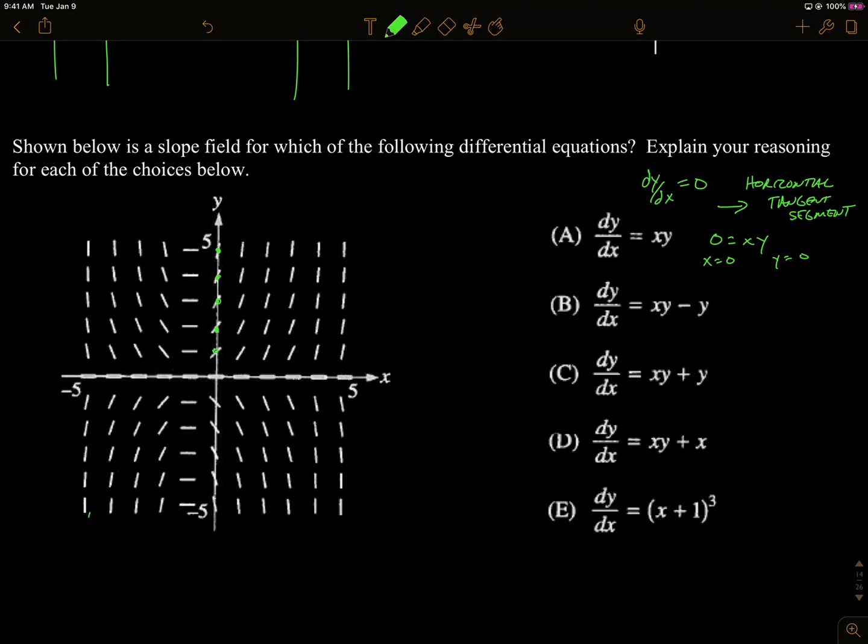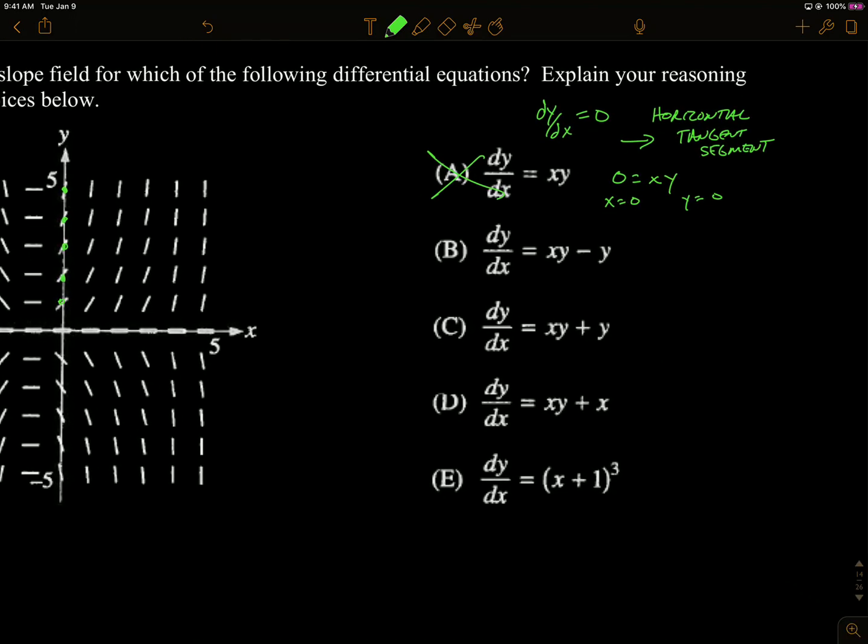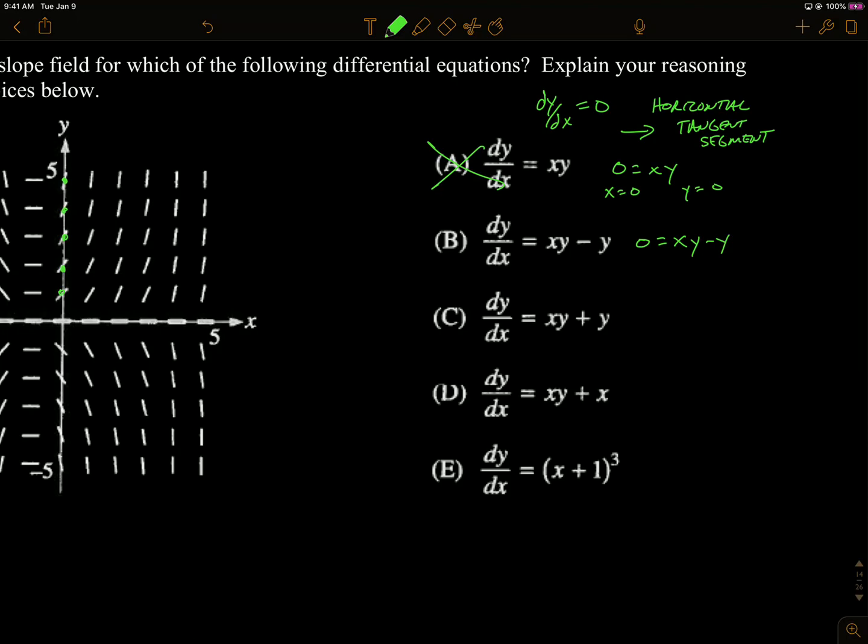And that's clearly not the case. Those are not horizontal, so I can rule that guy out. If I say 0 is equal to xy minus y, it's hard to find the solutions as is. I'm going to factor out a y. So now I know my solutions to this are y equals 0, x minus 1 equals 0, so x would equal 1.